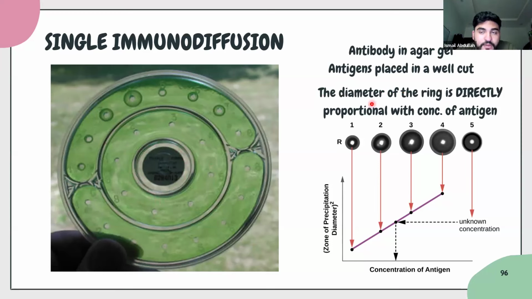This is a fact, and it is very important: the diameter of the ring is directly proportional to the concentration of the antigen. The more antigen there is, the larger the ring diameter would be. So the diameter of the ring is directly proportional to the concentration of the antigen. This is the takeaway from this slide, and this is called single immunodiffusion. These two things. Simple, clear, do not overthink it. This is the only thing you want to know from the slide.